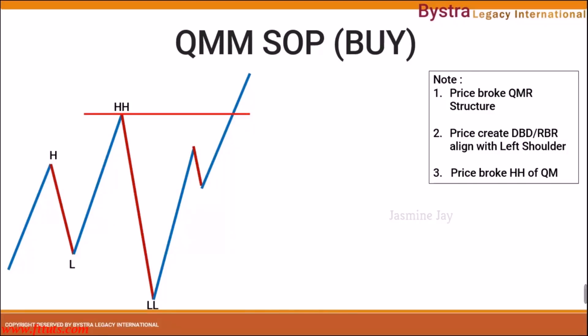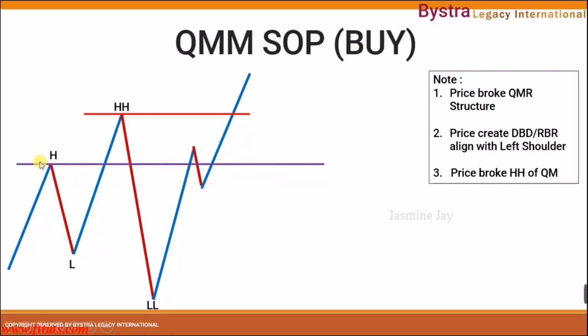Now let's look at the QM manipulation SOP for a buy setup. Same goes with the structure: a high, low, higher high, lower low. Now price has broken the QMR structure and it has created an entry point for us, which is the rally base rally for buy setup. At the same time, price has broken the higher high of the QM head. Therefore, with these three, we can see that this is a potential QM manipulation for buy setup.